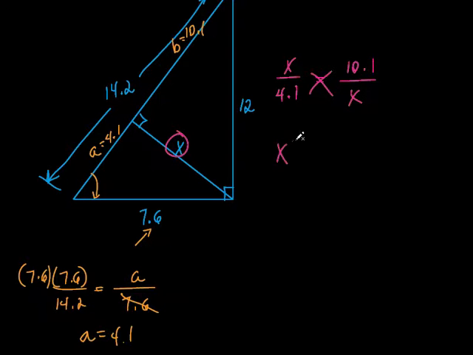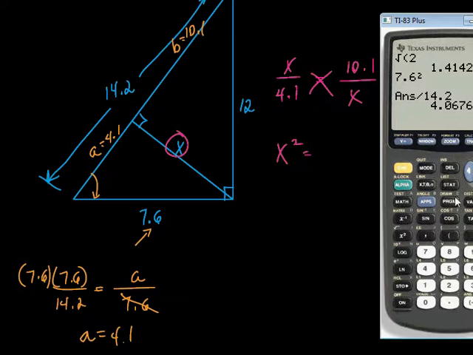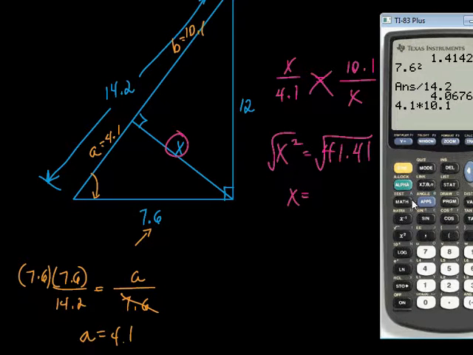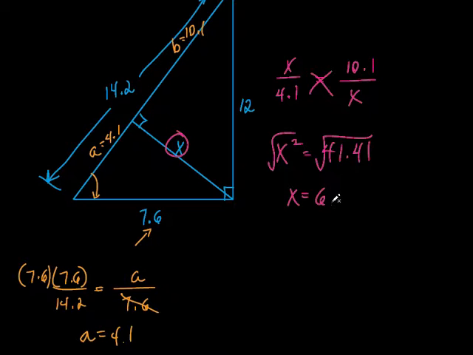Cross multiply, x squared equals, what is it? 4.1 times 10.1. Yeah, well, 41.41. But then we got to take the square root. So square root of my answer, 6.4. Is that the answer I read off? 6.4. Approximately. I put an equals there, but it should be a squiggle. It's approximately 6.4.